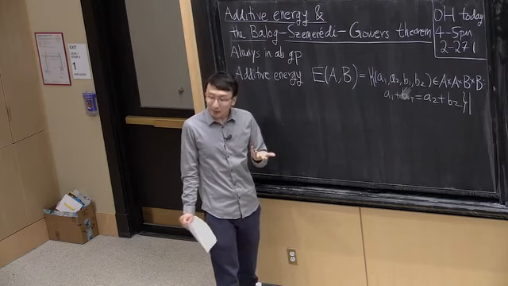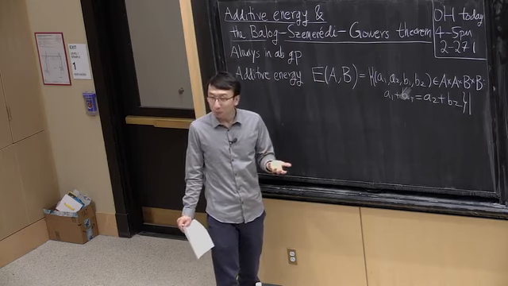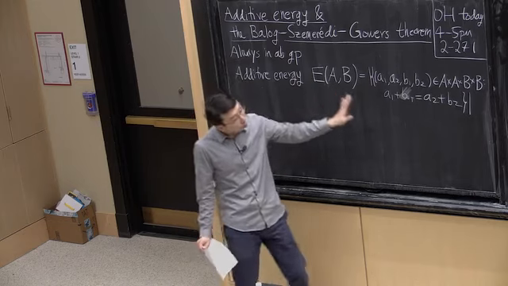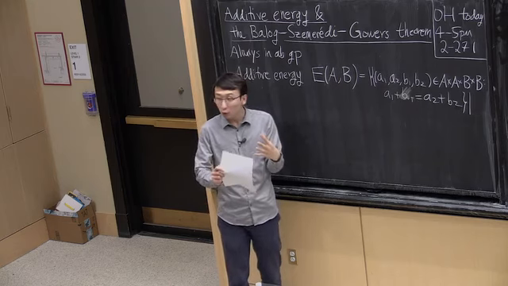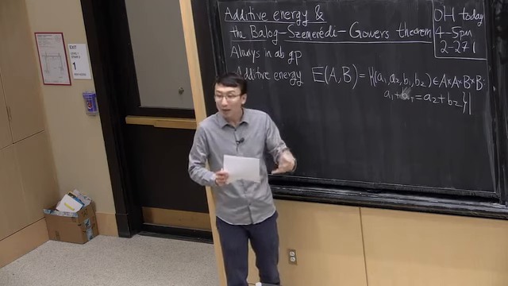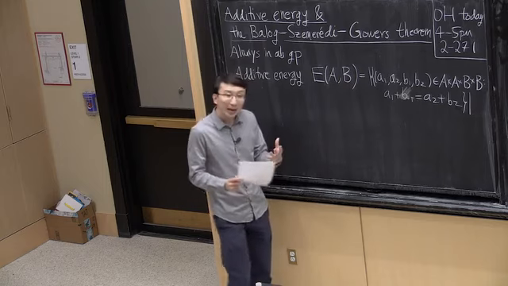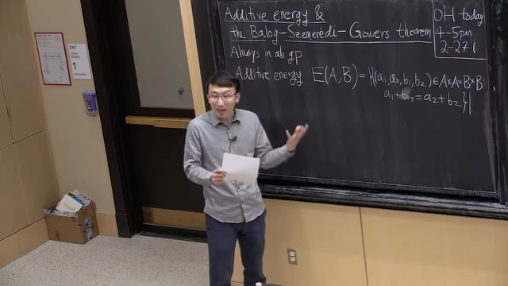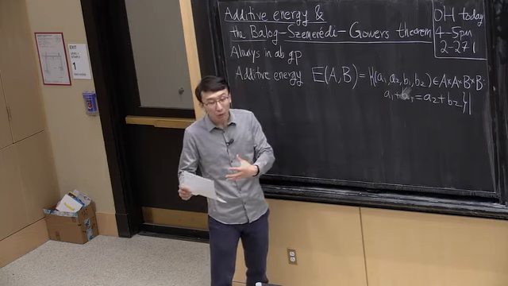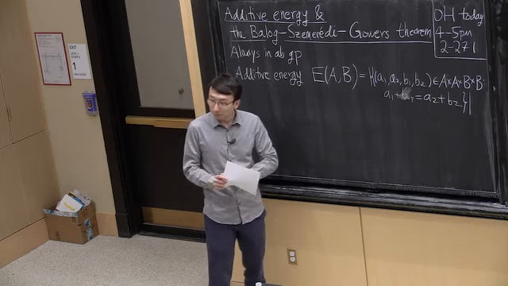And we would like to understand sets with large additive energy. Intuitively, if you have lots of solutions to this equation in your sets, then the sets themselves should have lots of internal additive structure. So it's a different way of describing additive structure. And we would like to understand how this way of describing additive structure relates to things we've seen before, namely small doubling.